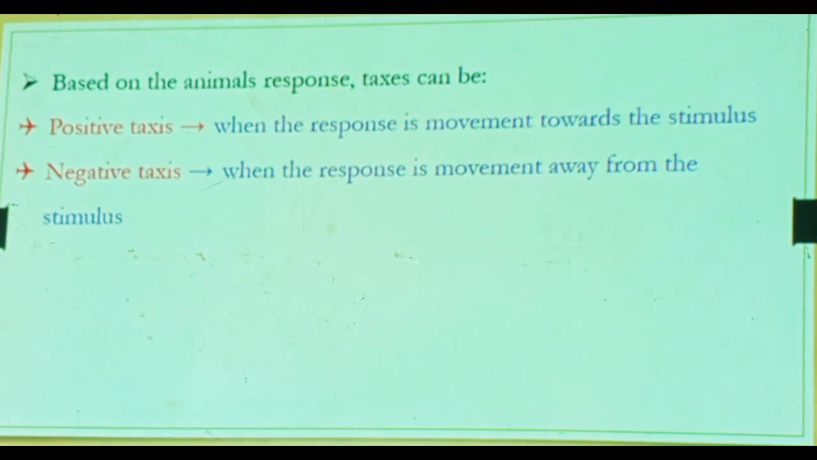Based on the animal's response, taxes can be positive taxis or negative taxis. Positive refers to the fact that when the organism is stimulated by a particular stimulus, it moves towards the stimulus. If an animal is moving toward the sunlight, it is positive phototaxis. If it moves away from a toxic chemical, it is negative chemotaxis. These are terminologies, of course.